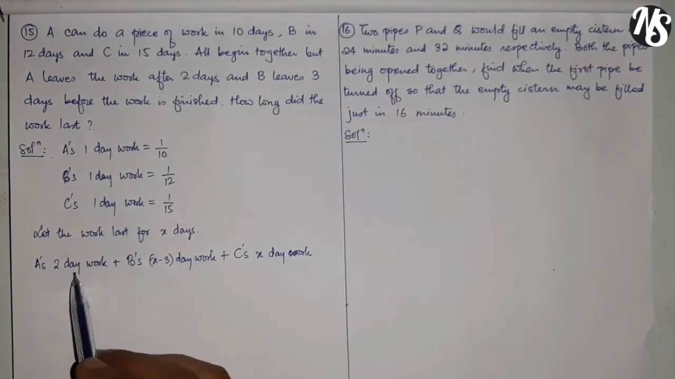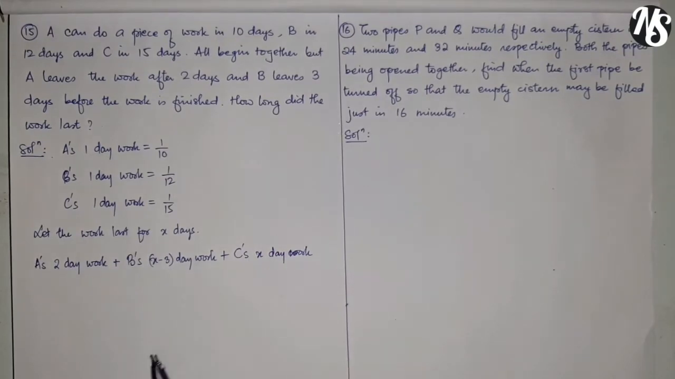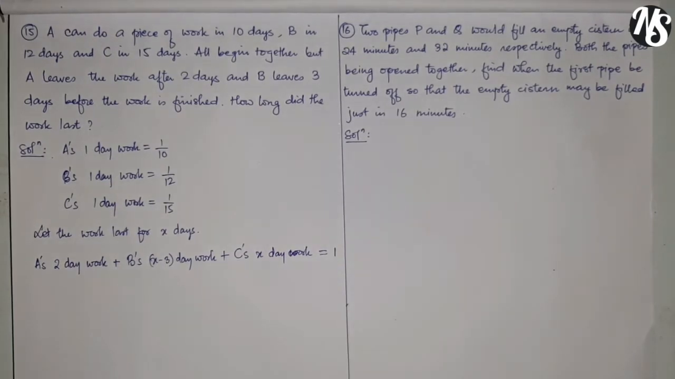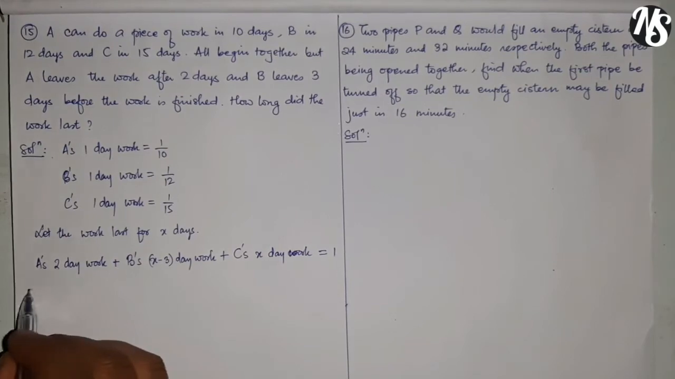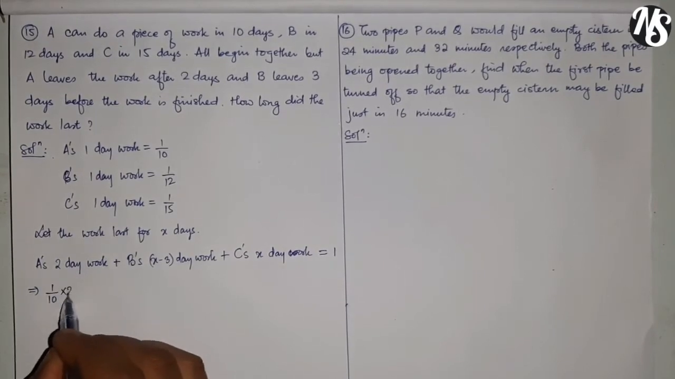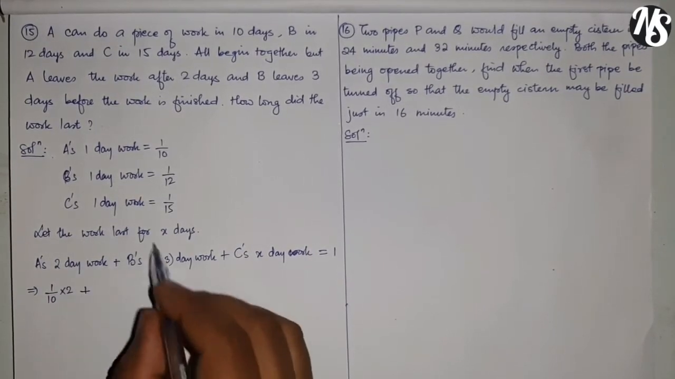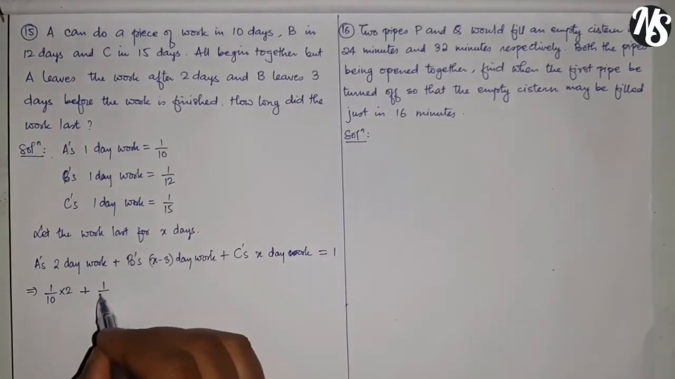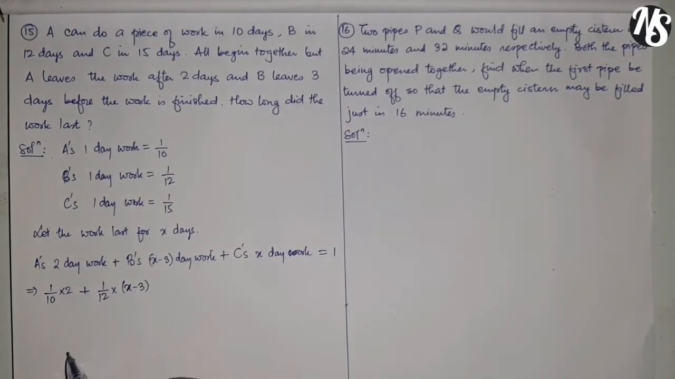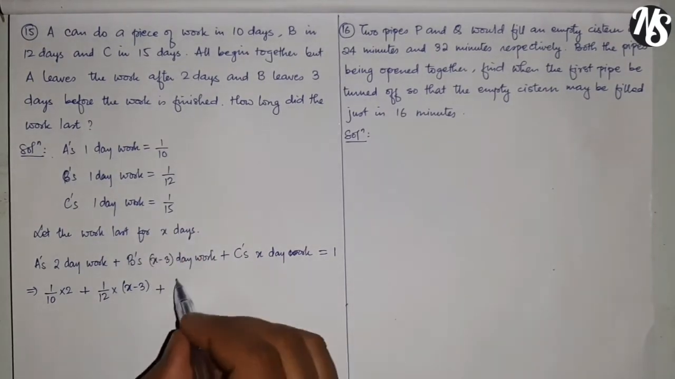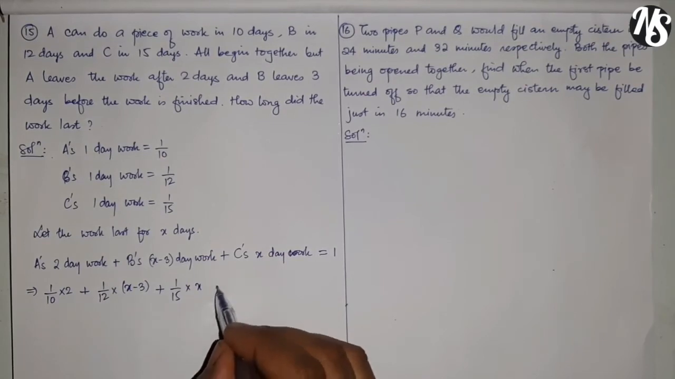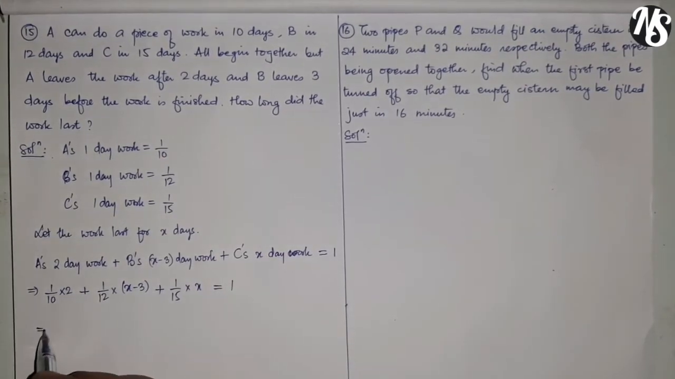So if A works for 2 days, B works for X minus 3, and C works for X days, then the work is completed, isn't it? So you know the whole work is denoted as 1, isn't it? I hope this thing is clear. So let's see how much is that. Now A's 1 day work is 1 by 10, but A is working for 2 days, so that's why we need to multiply by 2 here. Plus now B in 1 day does 1 by 12 part, but B works for X minus 3, so that's why I need to multiply this by X minus 3. Plus now C's 1 day contribution is 1 by 15, isn't it? But C works for X days, so that's why I need to multiply with X. So this is equals to 1. So let's find the LCM then.